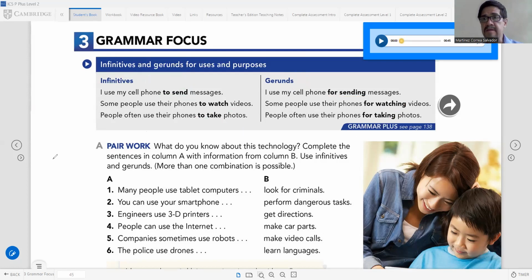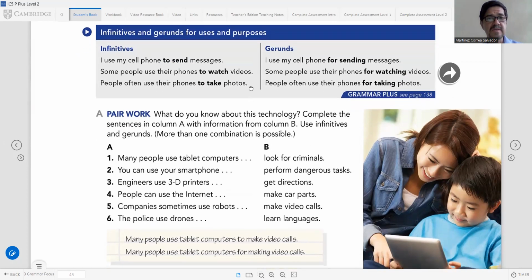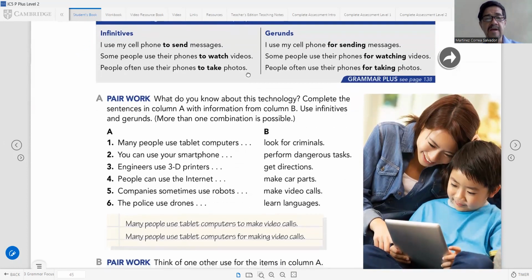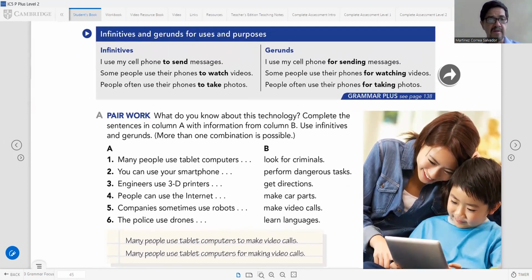Now the next activity. Here we have some uses of technology. They are talking in this exercise about technology, the uses of technology. So let's continue with this activity.